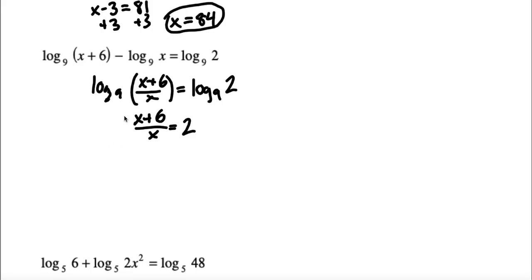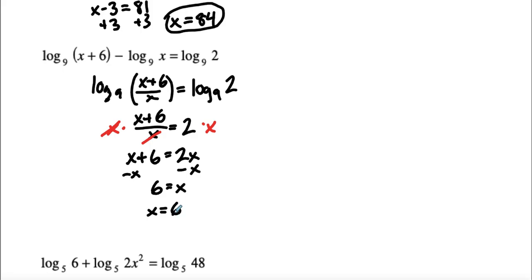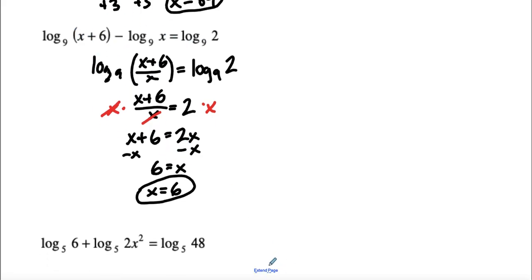So that means we're going to multiply by x on both sides to cancel out this. So now this is going to cancel because we're multiplying by x on both sides. And then we're going to have x plus 6 equals 2x. I'm just going to move the x over this time. Usually I would do it the other way, but that means that 6 equals x, or as I like to write it, x equals 6. You can go ahead and check that it doesn't give you a negative, but it doesn't, so you're done with this one.